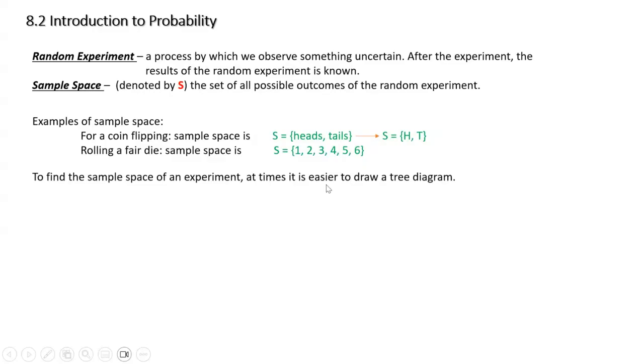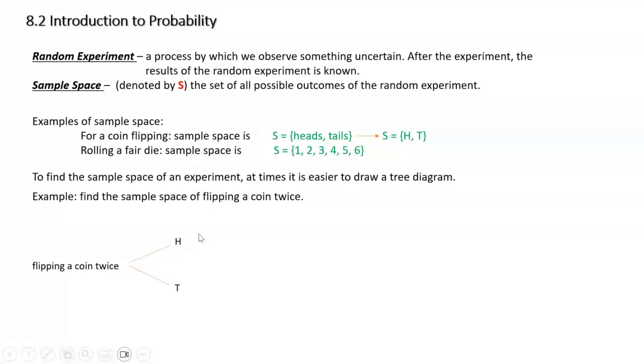Okay, now, to find the sample space of an experiment, at times it is easier to draw a tree diagram. Example, find the sample space of flipping a coin twice. Okay, here we go, right? This is my first flip. It either can be a heads or a tails. That's my first flip or my first toss. My second flip or my second toss, if it's heads first, then it can be heads or tails. If my first toss was tails, then it can be tails, heads, or tails, tails.